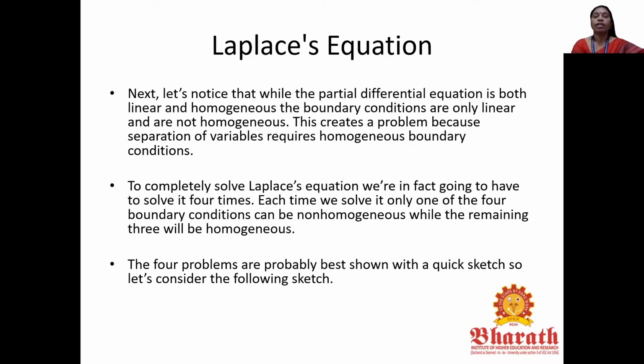Next point is, to completely solve Laplace equation, we are in fact going to have to solve it 4 times. Each time we solve it, only one of the 4 boundary conditions can be non-homogeneous, while the remaining 3 will be homogeneous. So the 4 problems are probably best shown with a quick sketch.